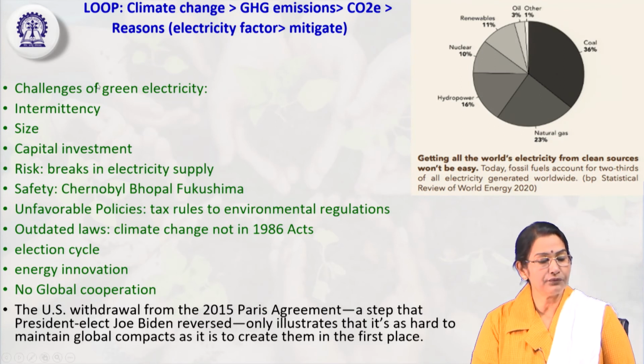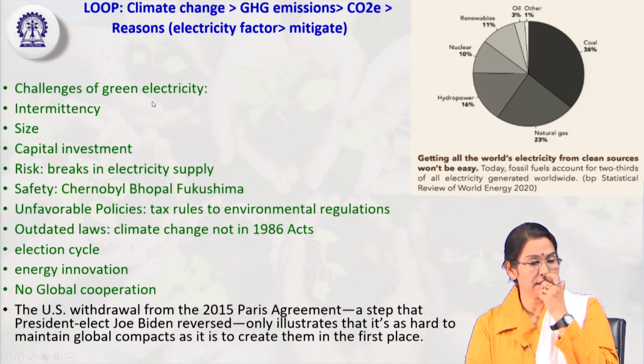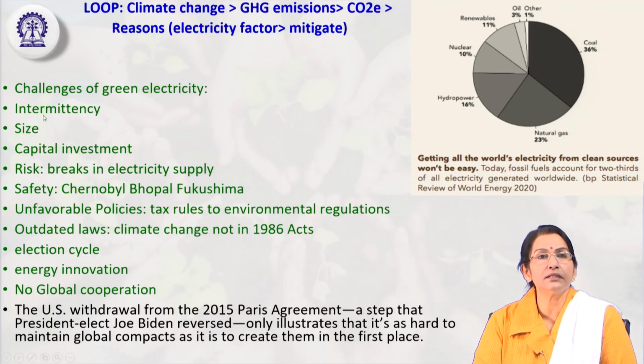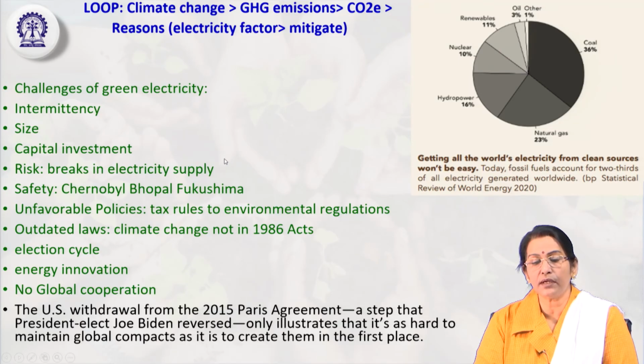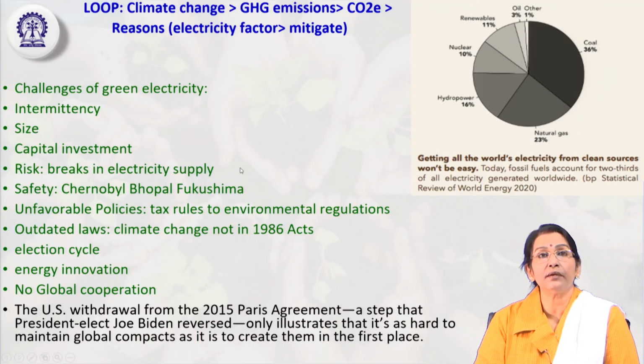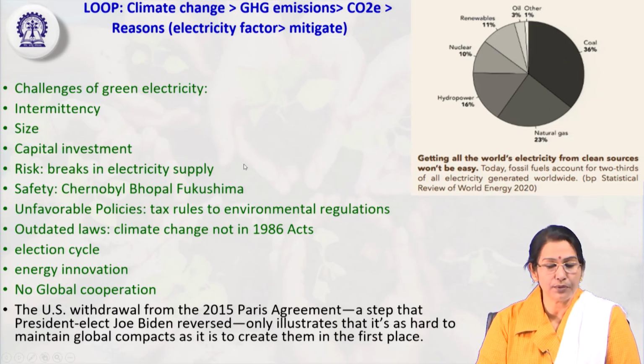The challenges of green electricity are intermittency, size, capital investments, and breaks in the electricity supply. Even if we increase our nuclear power energy, disasters may take place, like in Fukushima in Japan. That can be a lesson, as can our Bhopal gas tragedy; these are lessons we have to learn.